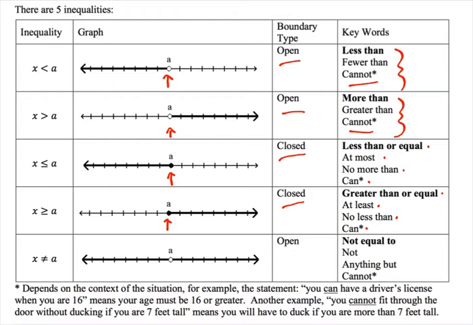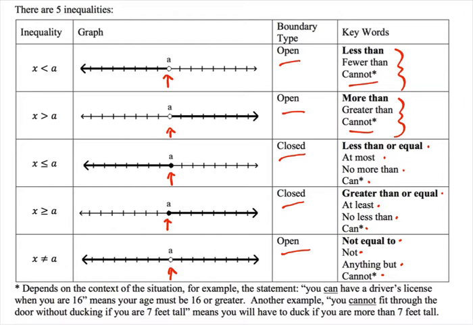X is not equal to a. This is not one we will be using much in 7th grade, but it is an inequality sign. It is an open boundary. It is not included, but every point to the left and to the right of the boundary point is included because it's everything except. The keywords are not equal to, not, everything but, and cannot.